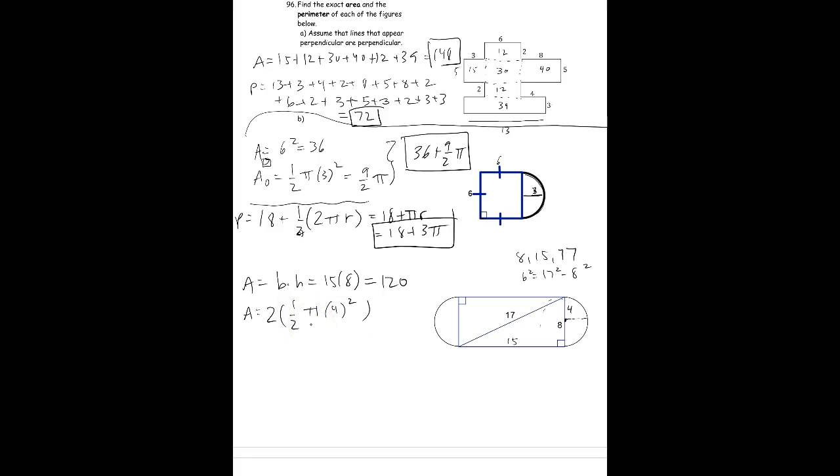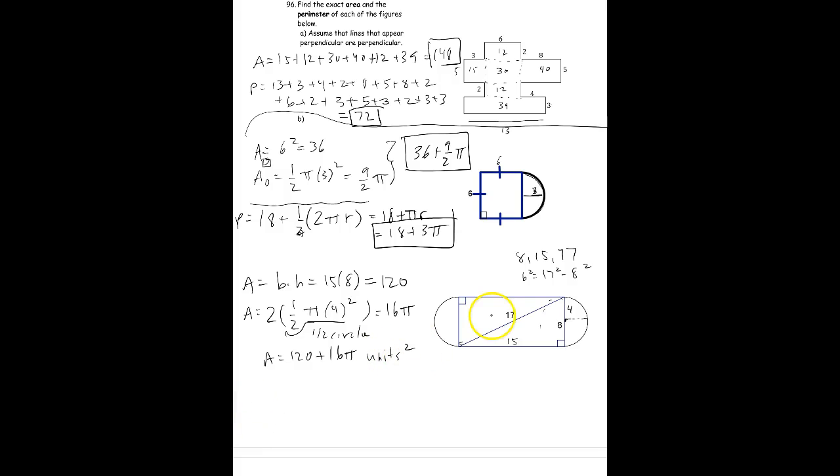You also could have seen this as, if I just took this one and redrew it over here, you might see it as the area of one whole circle, which is also fine, but I'm just trying to show it as 2 pieces. So this part here is the half circle times 2, because there's 2 of them. And that's going to be 16 pi. So the area is 120 plus 16 pi units squared.